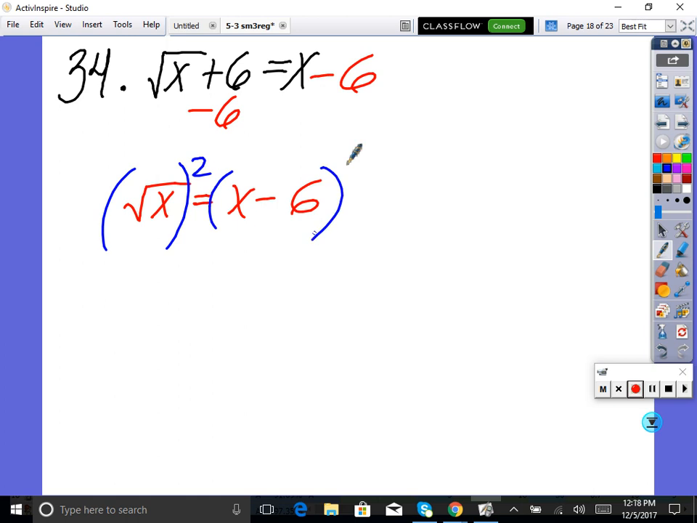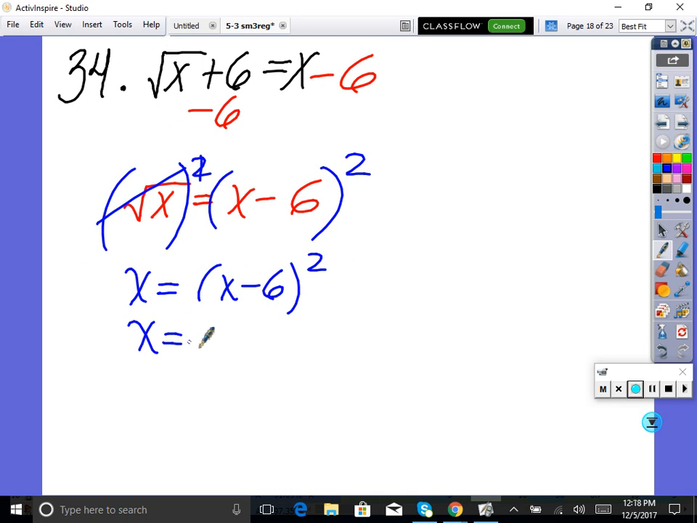Square that, square that. Now look, root cancels out with power. We have x equals x minus 6 squared. Now remember, you could check, can I square root that? Well, don't I end right back up to the step above it? Then you're going to say, nah. Yes, good point. We've got to multiply it all out.